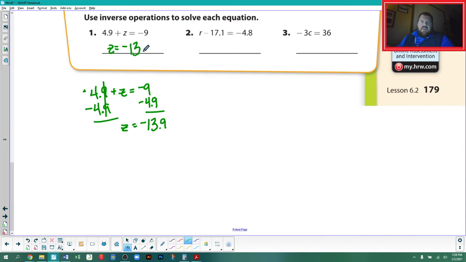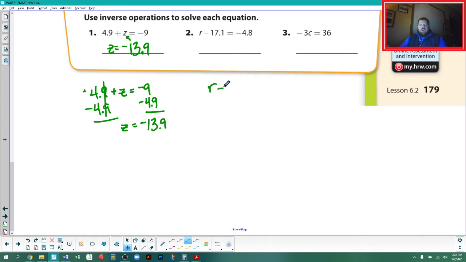And this is probably my favorite part of math in general, solving equations, because we get to an answer. Not only do we get to an answer that should work, we could always plug it back in for z and see if I get negative 9. When I go 4.9 plus negative 13.9, I should get negative 9.